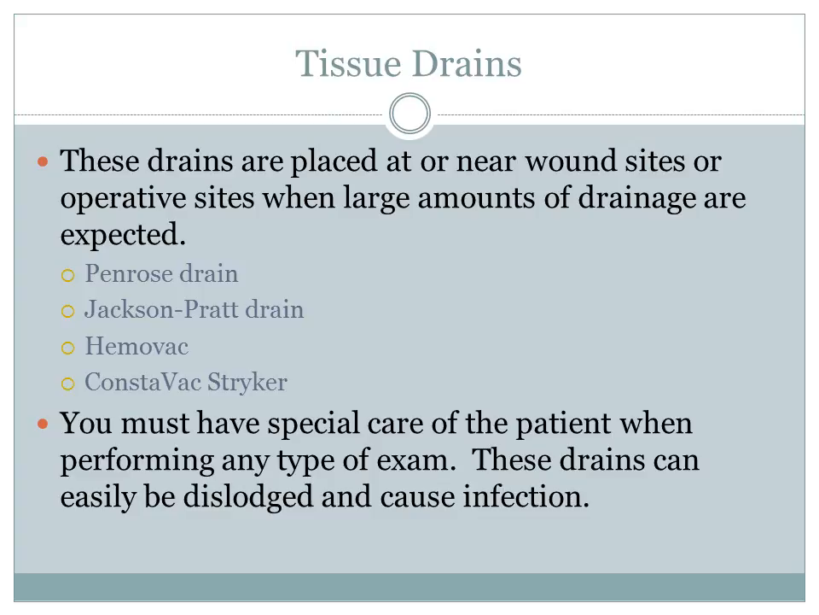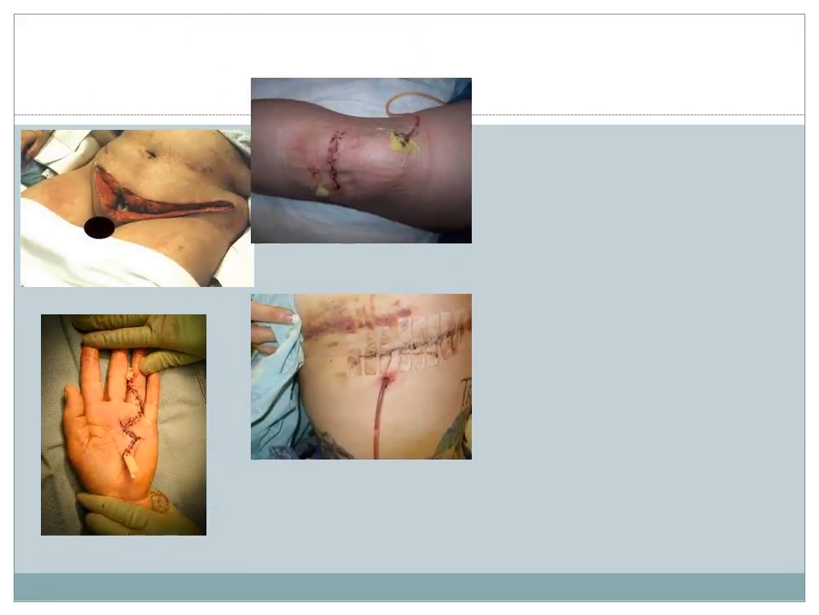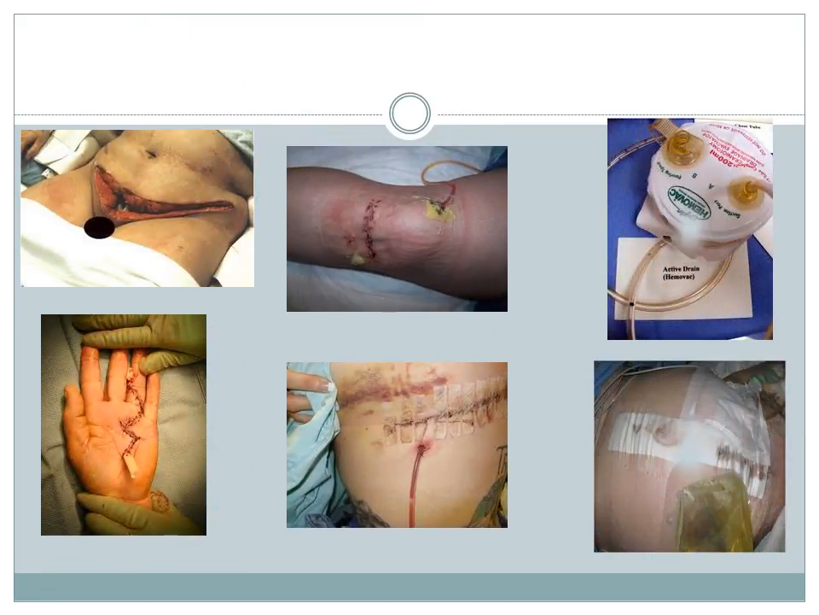Tissue drains. These drains are placed at or near wound sites or operative sites when large amounts of drainage are expected: the Penrose drain, the Jackson-Pratt drain, Hemovac, and Constavac Stryker. You must take special care of the patient when performing any type of exam. These drains can easily be dislodged and cause infection. These are examples of the different types of drains that we just previously discussed.